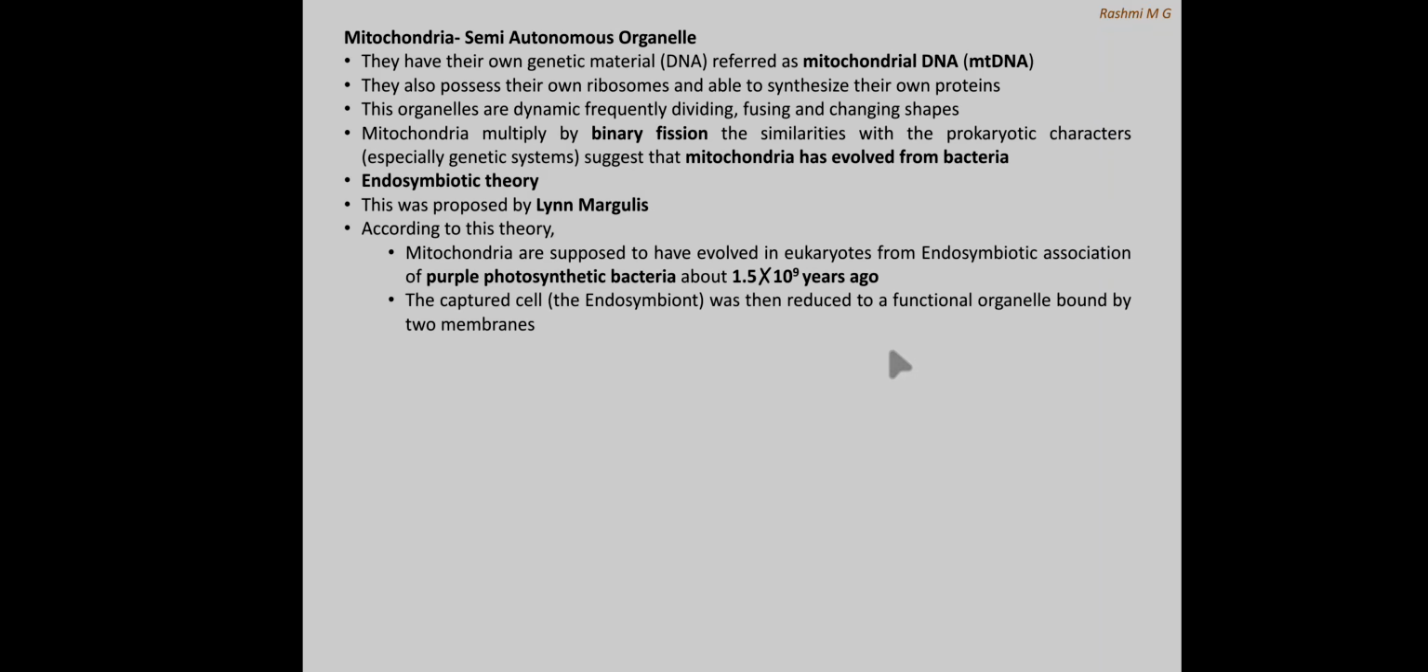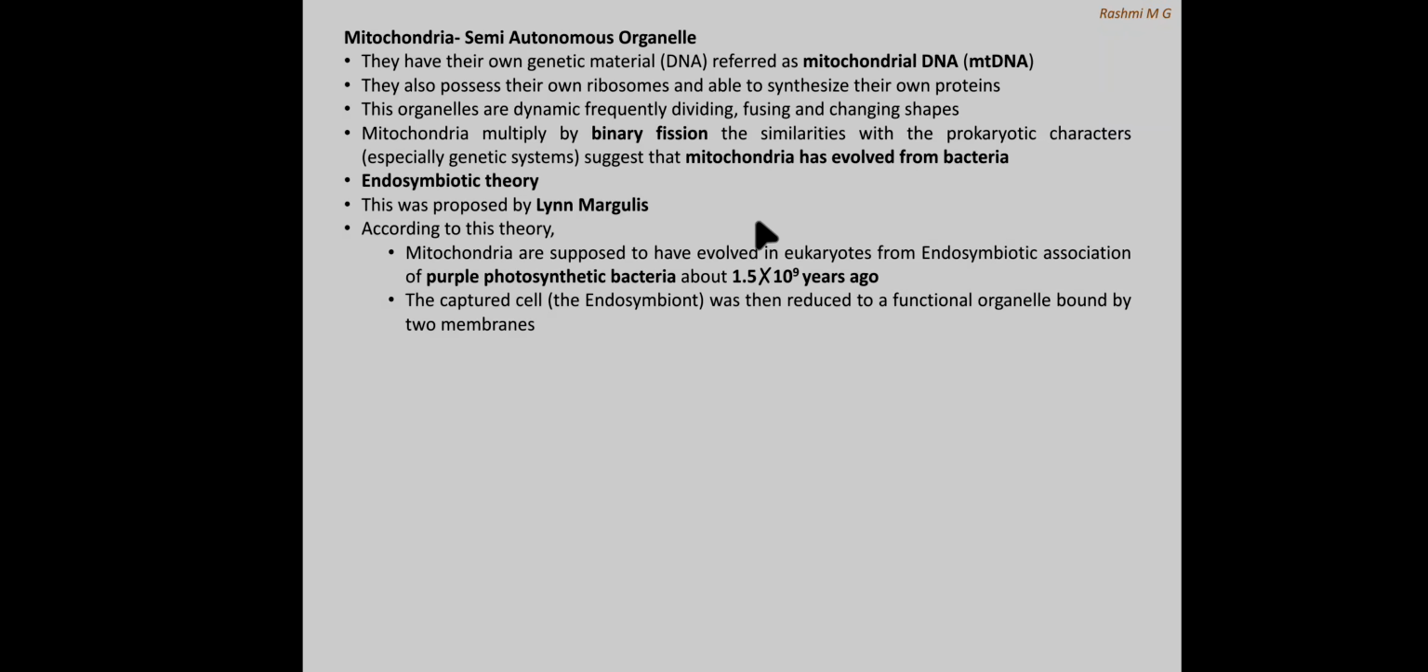Mitochondria is termed a semi-autonomous organelle. Why? They have their own genetic material referred to as mitochondrial DNA, which is mtDNA, and they also possess their own ribosomes, which are helpful for the synthesis of their own proteins. The organelle is dynamically or frequently dividing, fusing, and changing its shape. Mitochondria multiply by binary fission, which is very similar to a prokaryotic character, and it suggests that mitochondria evolved from bacteria, specifically purple photosynthetic bacteria, about 1.5 into 10 to the power of 9 years ago.